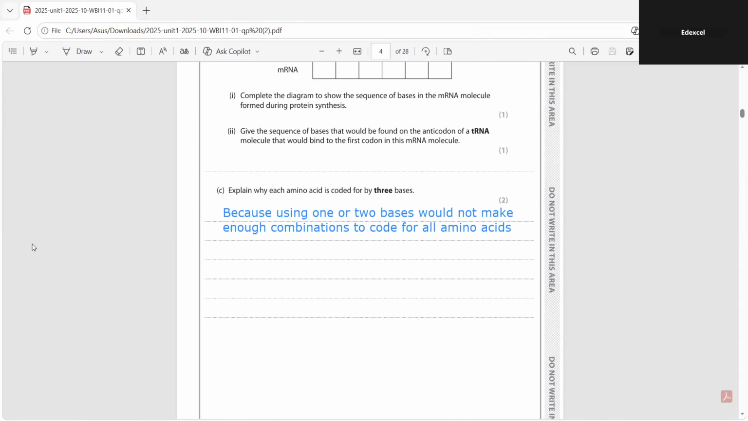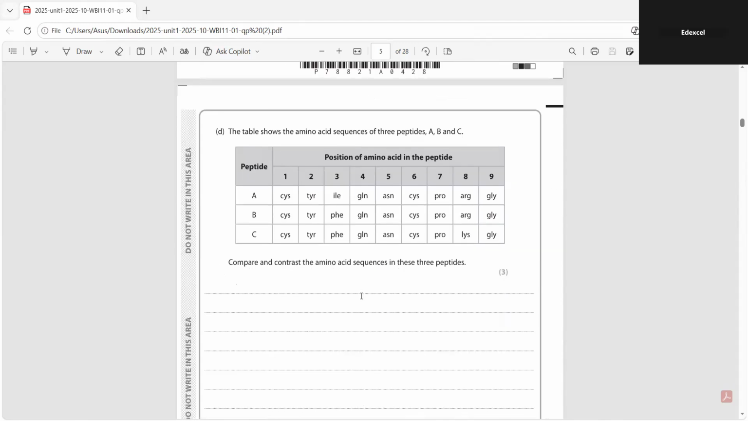Okay, so we have done until the C part. Let's move on to the D part of the question. The table shows the amino acid sequence of 3 peptides A, B, and C. So here you can see the A, B, and C, and the positions of amino acids in the peptides are given from 1 to 9. You can see this is TYR, like that in the table below. You are asked to compare and contrast. To compare and contrast, you have to write the similarities and the differences, okay?